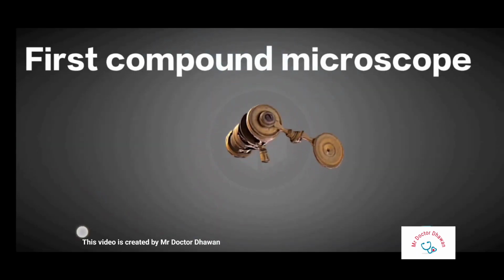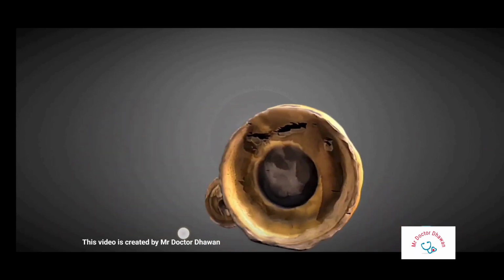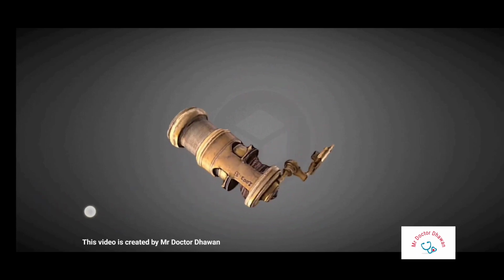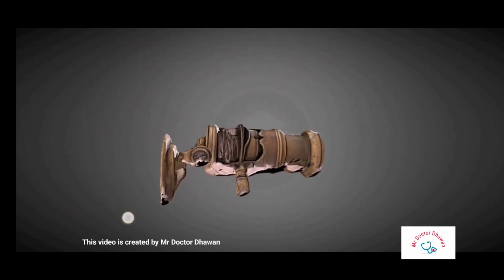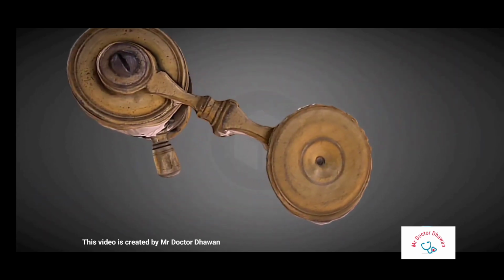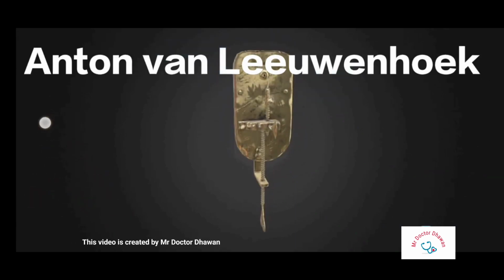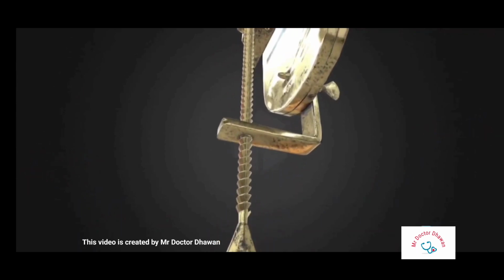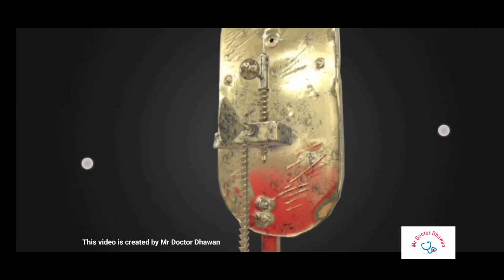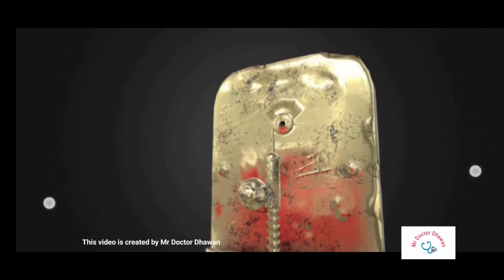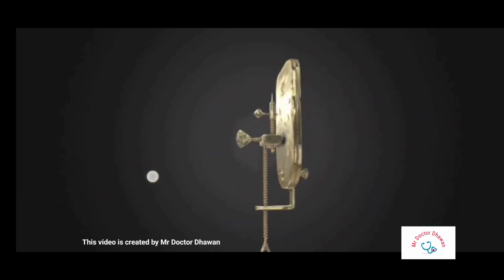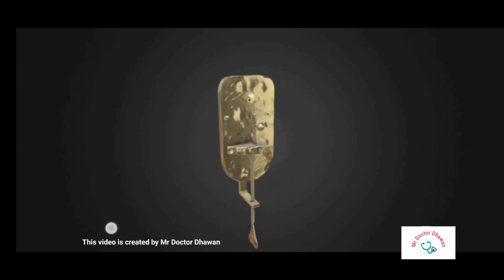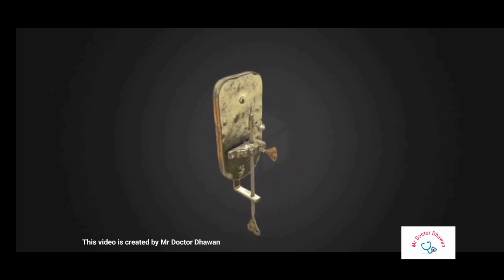Zacharias Janssen, Dutch spectacle maker who tested several lenses in a tube and discovered that nearby objects appeared significantly enlarged. Anton van Leeuwenhoek, Dutch merchant who learned how to grind lenses to make simple microscopes, having only one lens. These produced clearer and more enlarged images than Hooke's. He is considered the father of microscopy and built over 500 different microscopes.